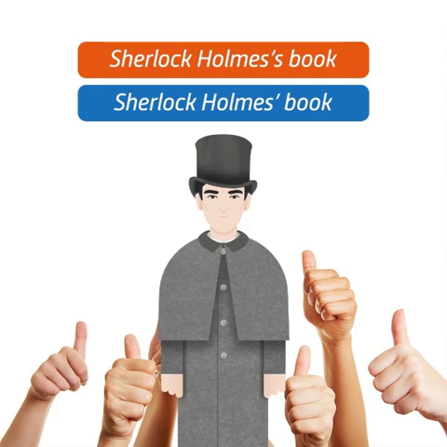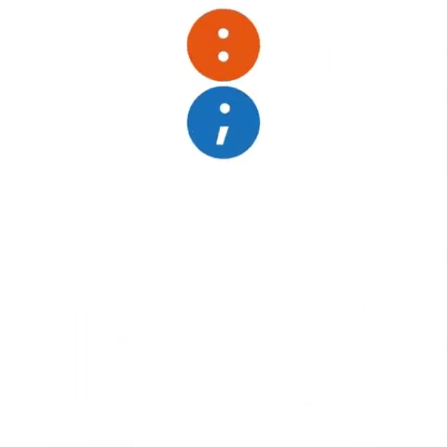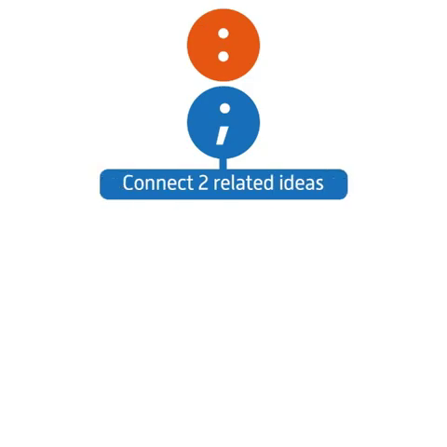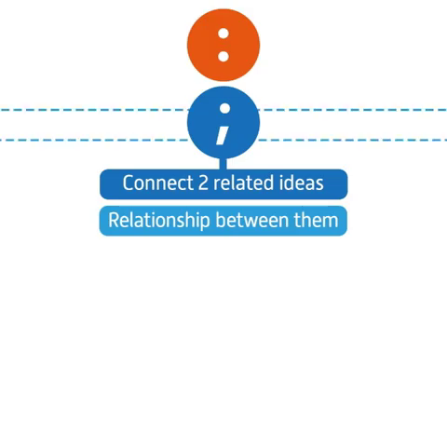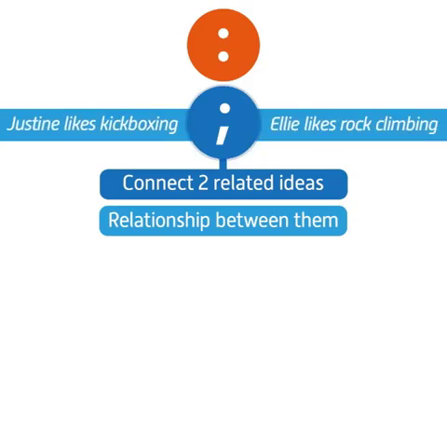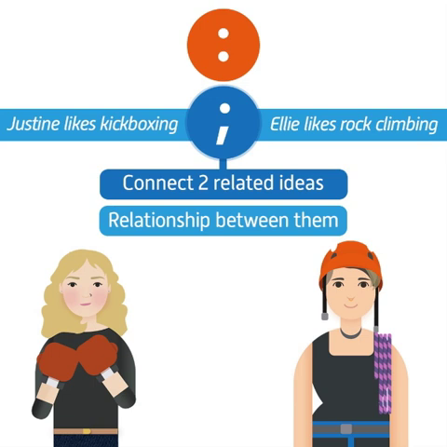Both are correct. Colons and semicolons add real depth to your writing, so don't be afraid to use them, but make sure you use them correctly. A semicolon is used to connect two related ideas and to show a relationship between two sentences that are linked in some way. Each side of the semicolon could work as a sentence in its own right, but the semicolon implies a relationship between the two. An example would be, Justine likes kickboxing; Ellie likes rock climbing. In this case, the two girls like different things, but the semicolon implies there is a relationship.